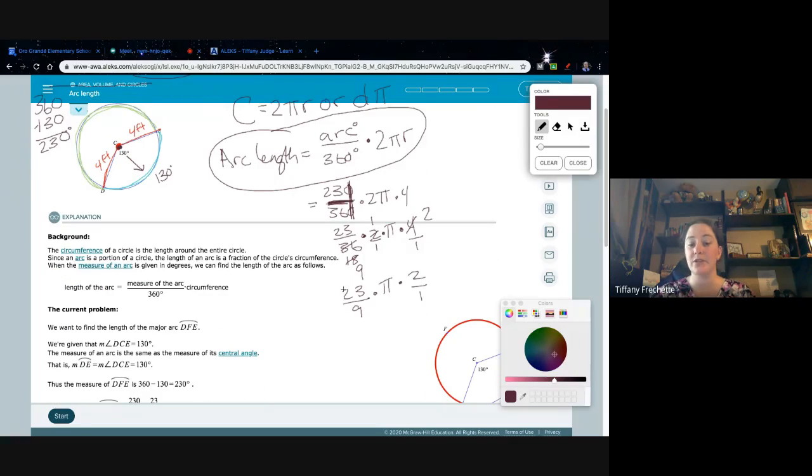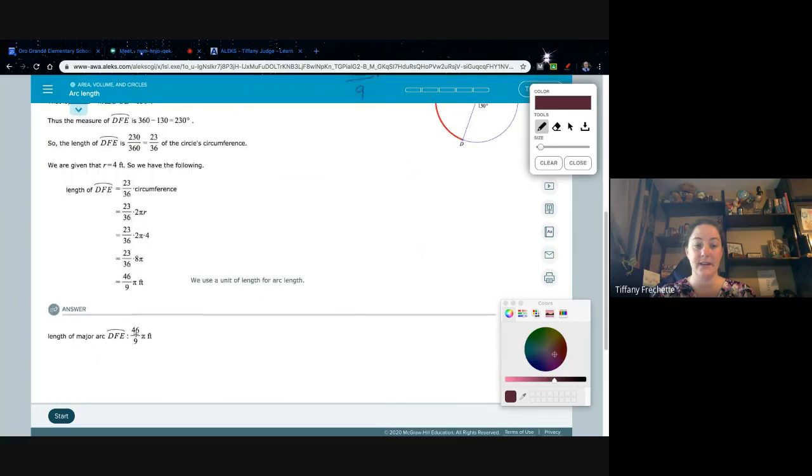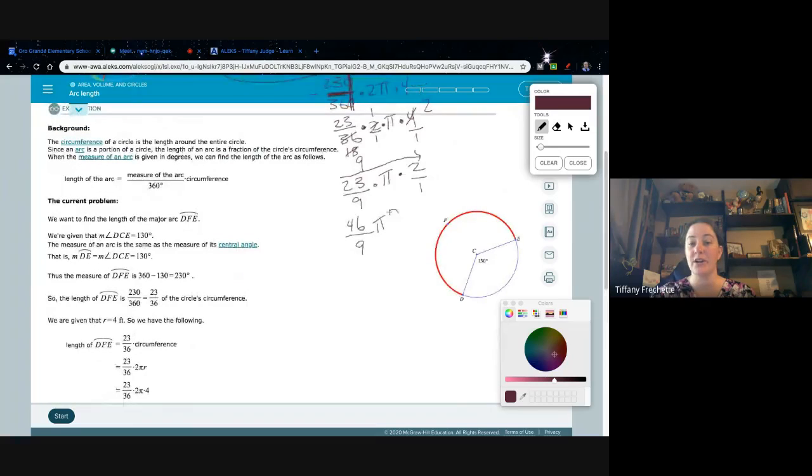So now what I'm going to do is, with fractions, I'm going to multiply straight across the top. And I'm going to multiply the numbers. So 23 times 2, I get 46. 9 times 1, I get 9. And then I'm going to have a pi stuck on the end there. So let's scroll down. This should be 46 over 9 pi. And then make sure that you select the unit that they're giving you.